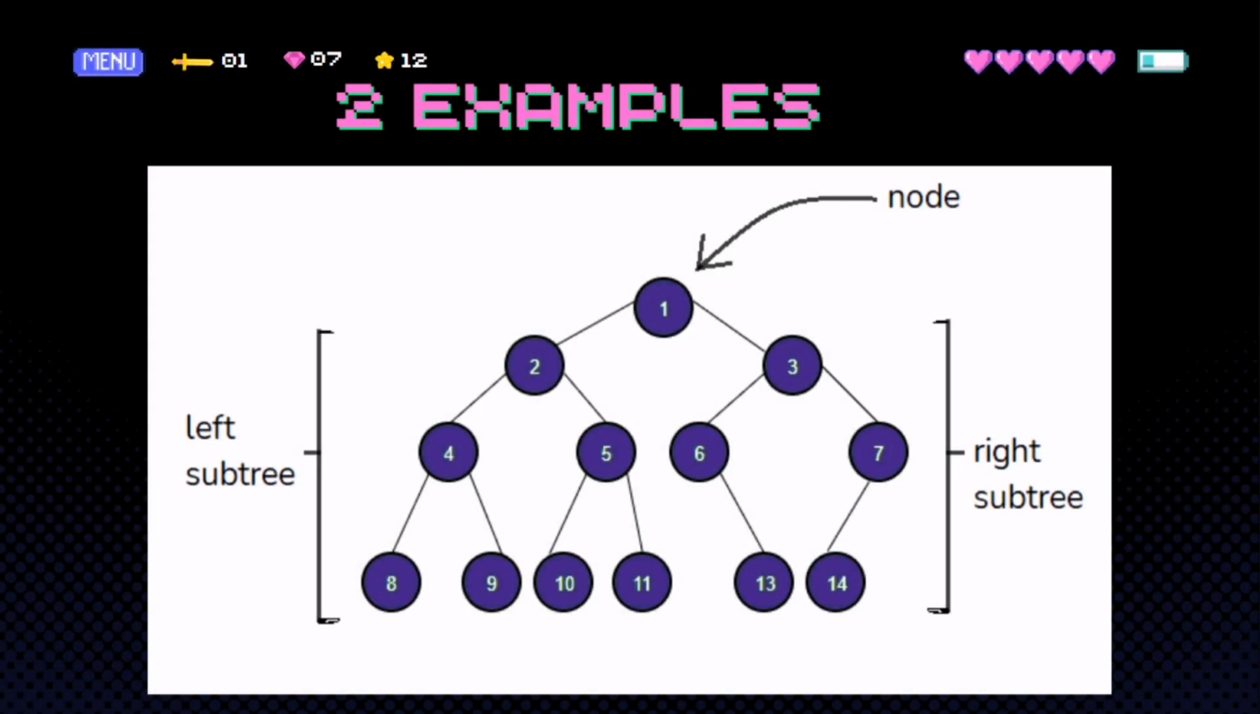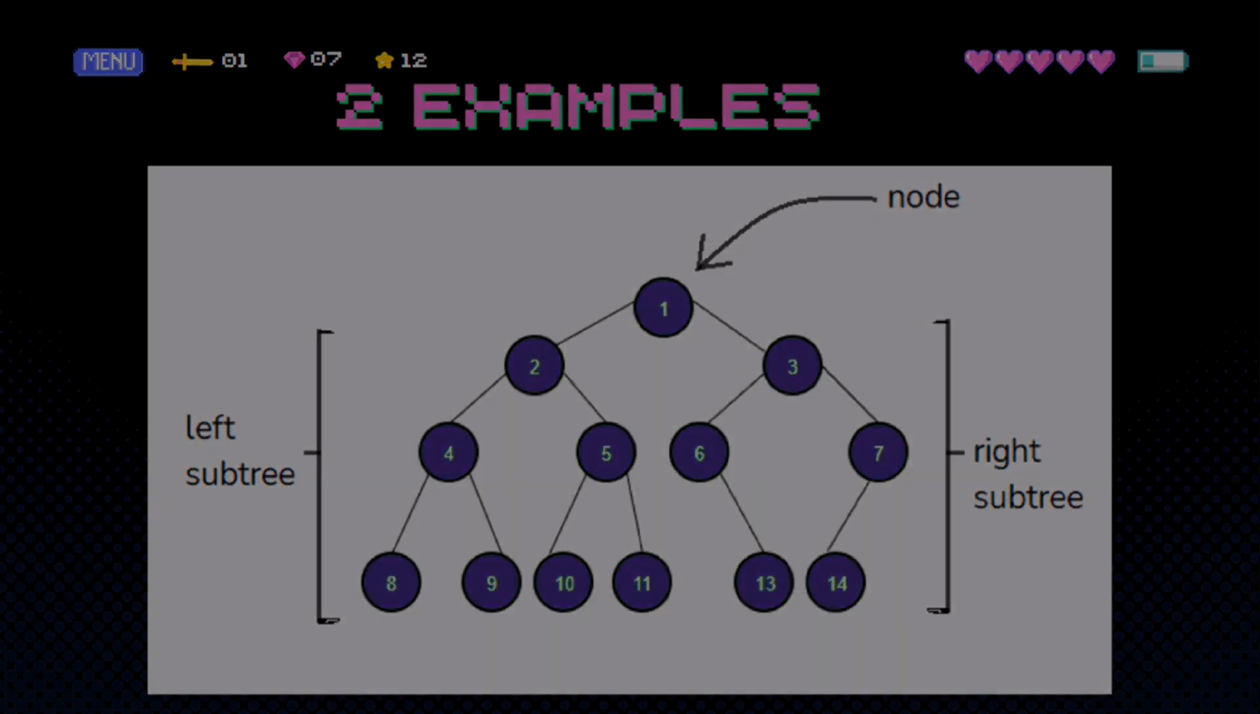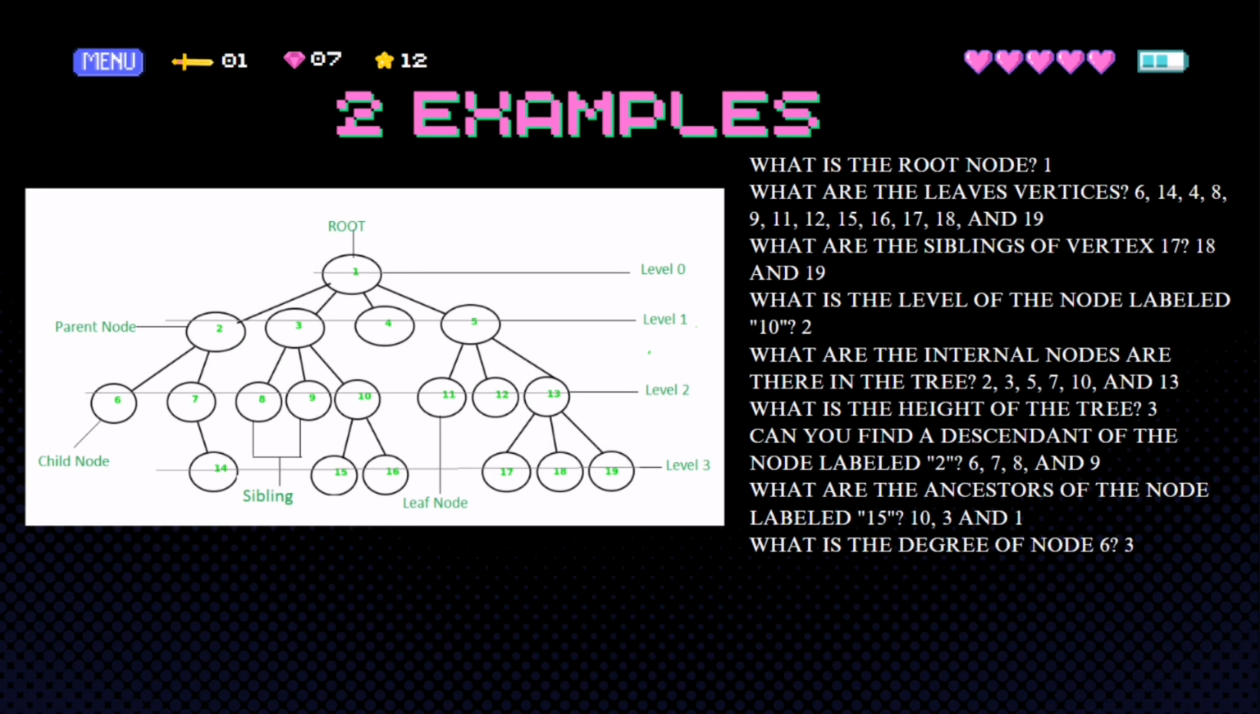So here are the examples of a tree. First is the node. The node is number 1, and the left subtree numbers are 2, 4, 5, 8, 9, 10, and 11. The next one is the right subtree. The right subtree numbers are 3, 6, 7, 13, and 14. So these are my examples with answers.